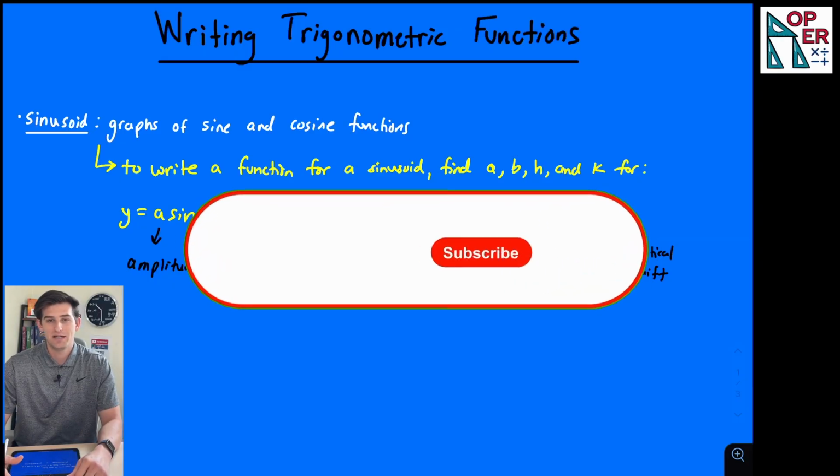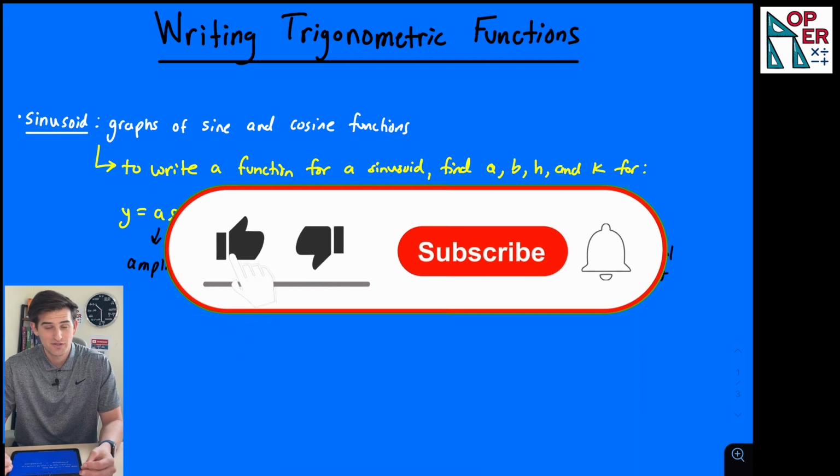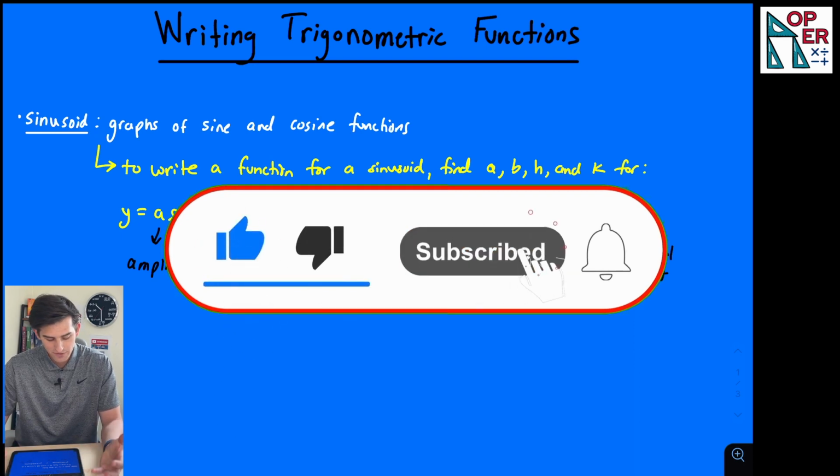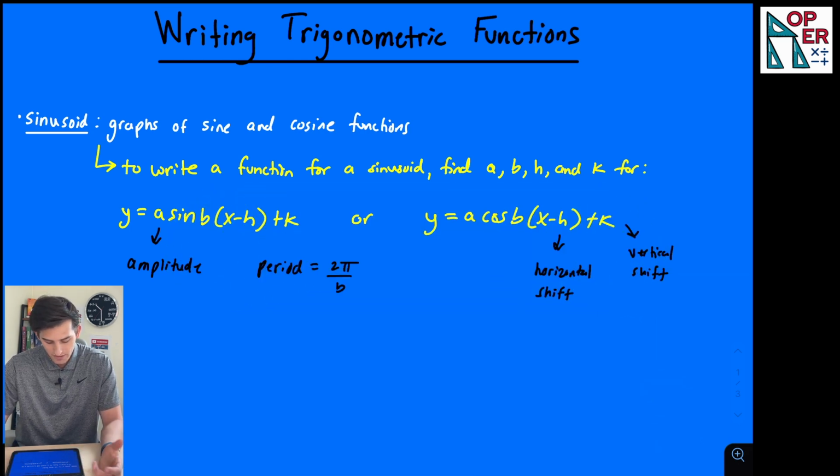In this video, we're going to talk about how we can write some trigonometric functions from a graph. First of all, you might see this vocabulary word, sinusoid. A sinusoid is just a graph of a sine or cosine function. To write a function for a sinusoid, we need to find some values. We need to know what A is, what B is, what H is, and what K is.